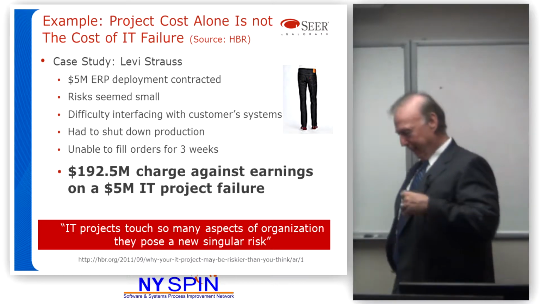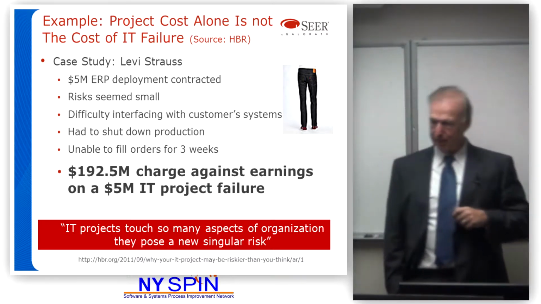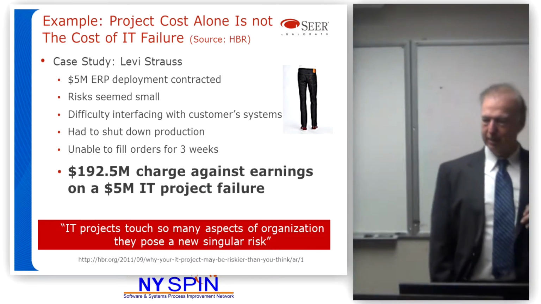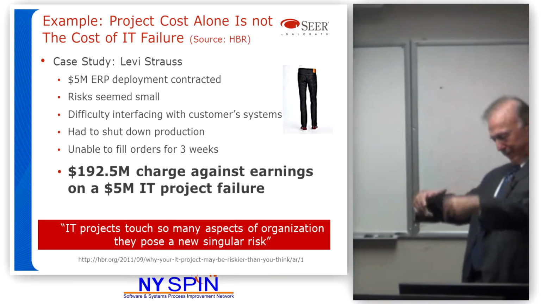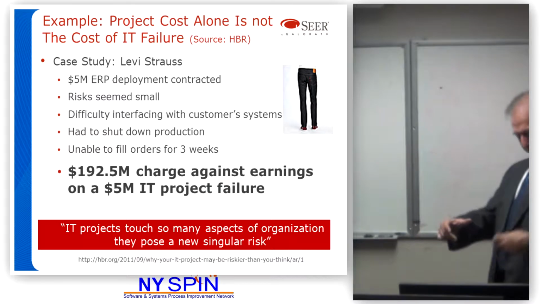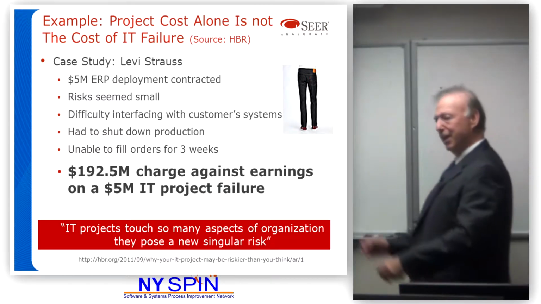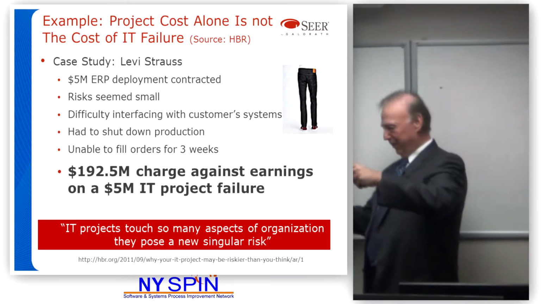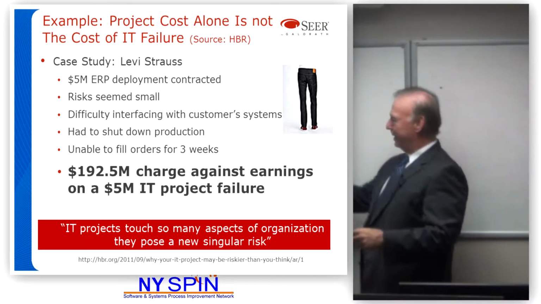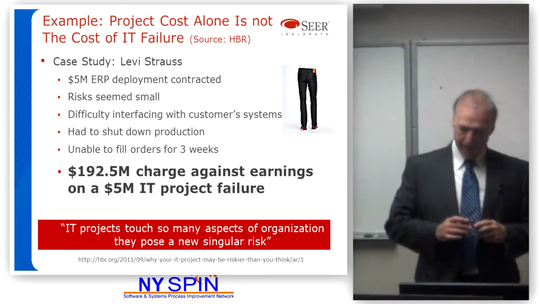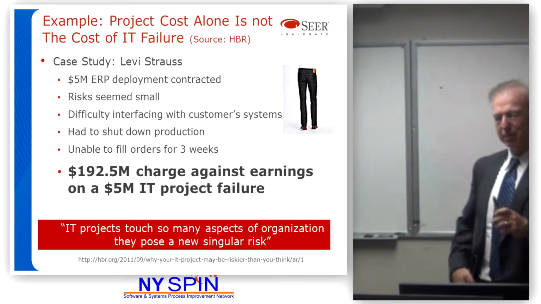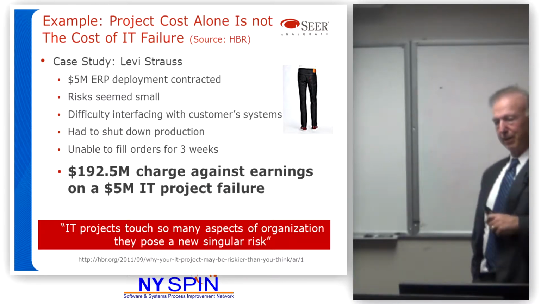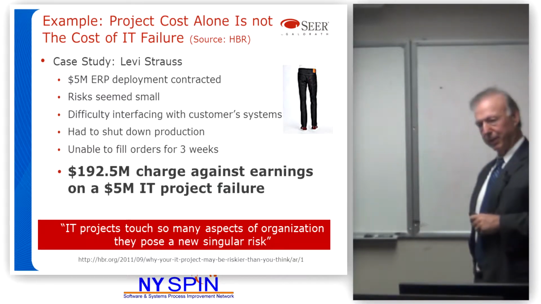Off it went. They started implementing it, but they hadn't thought about the other suppliers. If you've got this new ERP system, I want it to integrate with my system, the one that did the cloth, and the one that did the stitching, all that different stuff. And then the Nordstroms and Macy's and all the people that sold them, that entire system died. It was a complete failure, and Levi's weren't able to ship anything for 3 weeks. Anyway, it cost them $192 million for a $5 million project failure.